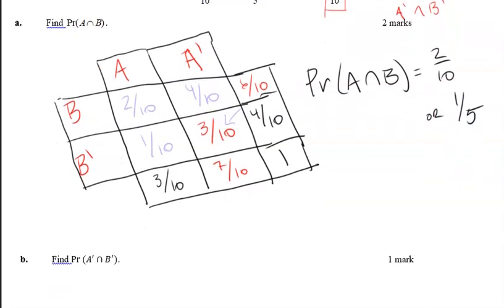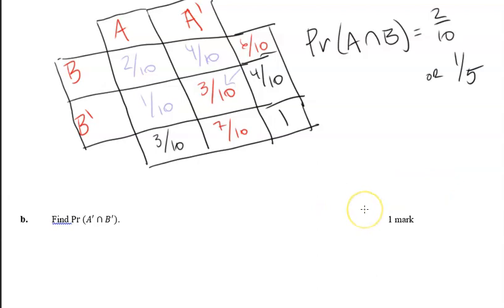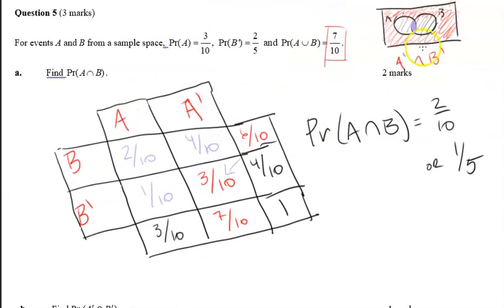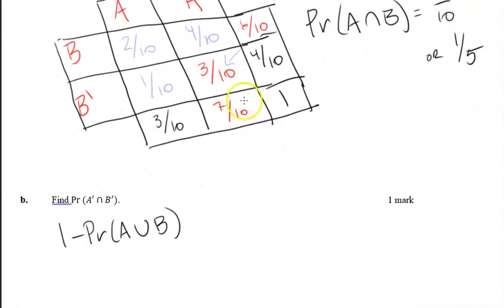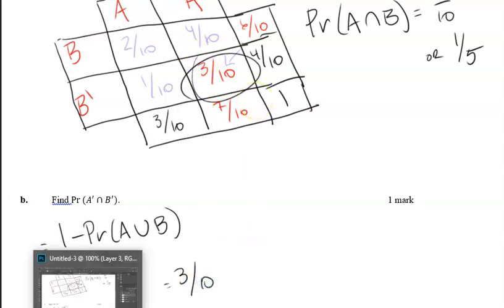And then using that table, find the probability of A dash and B dash, so not A and not B. You can think of this as 1 minus probability of A union B. So it's the inverse or the opposite of everything that's within here, so the outside. And we've already worked that out, which is just that 3 over 10 here. But the maths for that is just 1 minus 7 over 10, which is equal to 3 over 10, which is what we've got here.